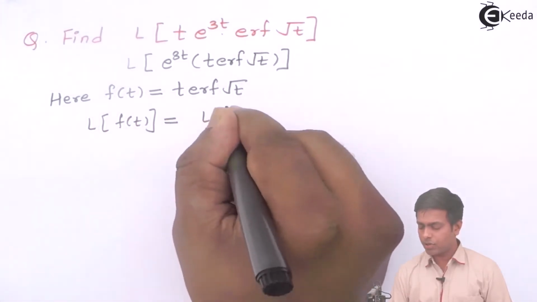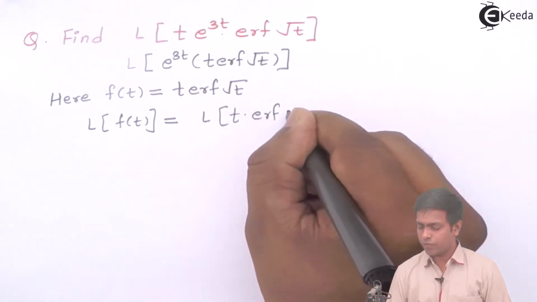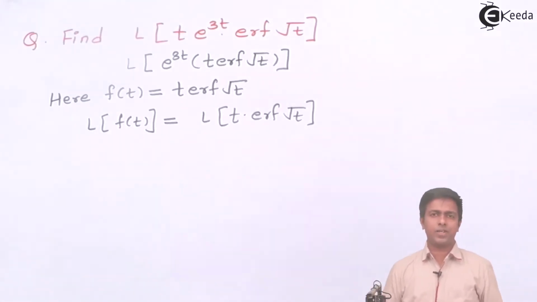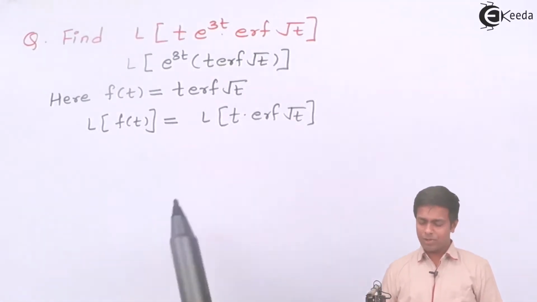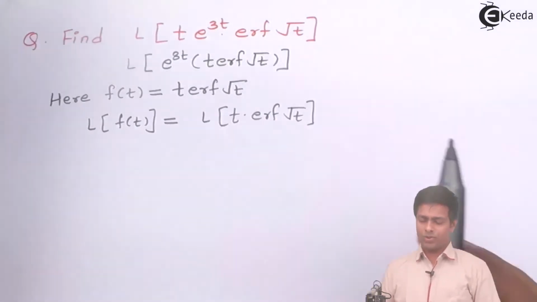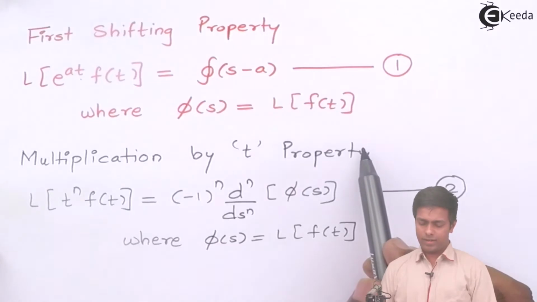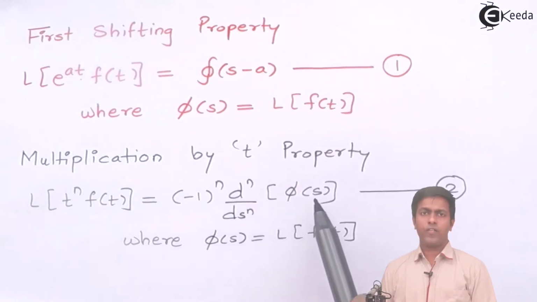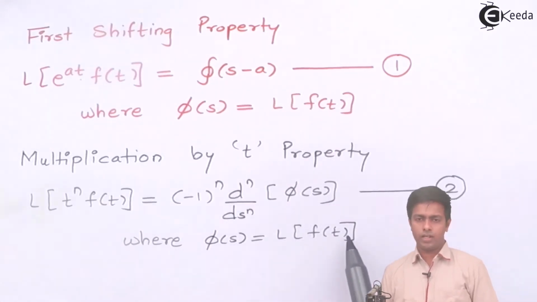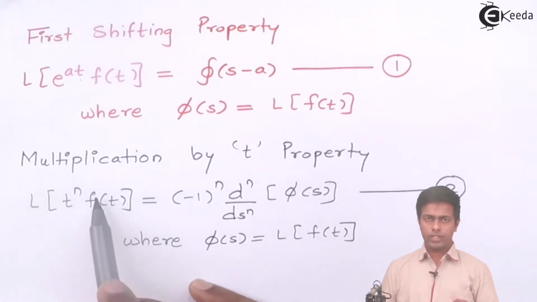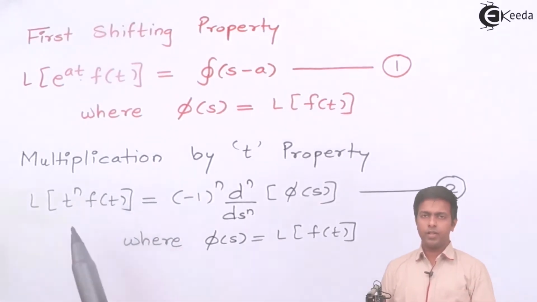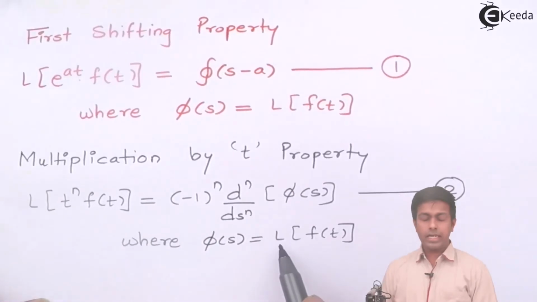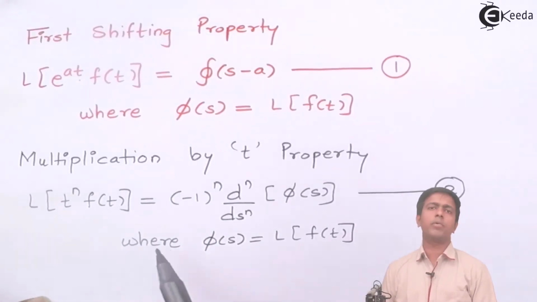So it is nothing but Laplace of t into error function of root t. Now guys, if you see this bracket, it matches the multiplication by t property because it is t into a function of t. So by the multiplication by t property, if the power of t is 1, this will be minus 1 raised to 1, d raised to 1 by ds raised to 1, phi of s, where phi of s is the Laplace of f of t. Here f of t is error function of root t, and the Laplace of that error function of root t is going to be phi of s.